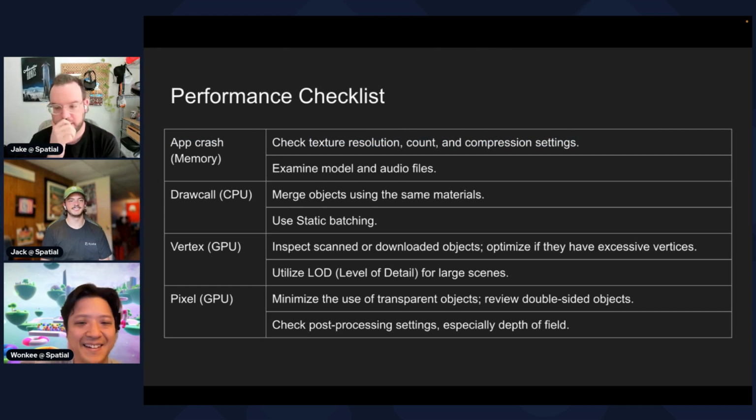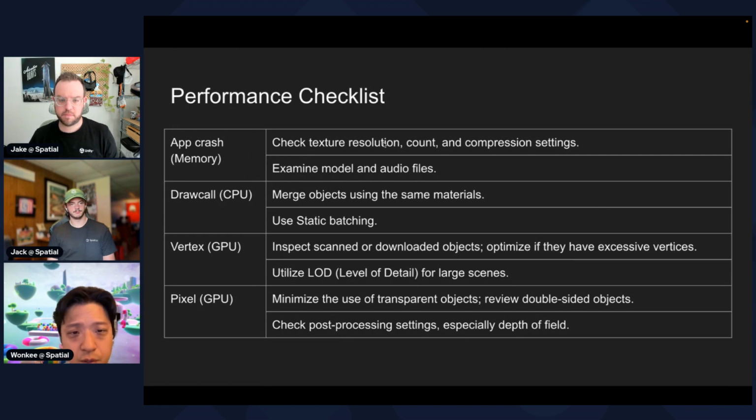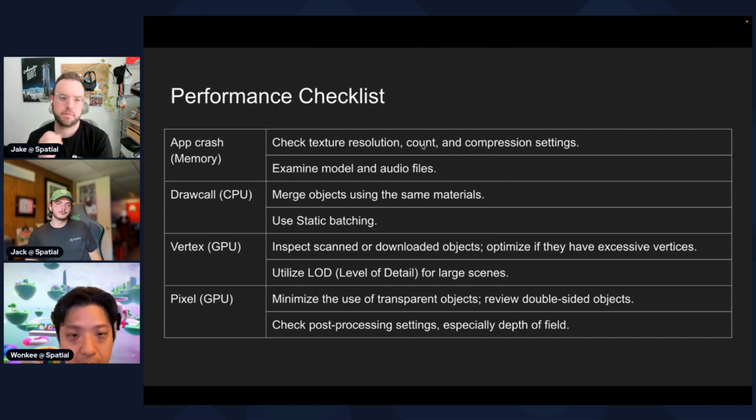Right, and I put some very simple performance checklists. If your room has app crashes on mobile or some Quest devices, usually it's a memory issue, so you will need to check your assets. I think it should be okay with the utility because it prevents that, but if it still happens, then it's worth checking your assets, such as any large texture files or large audio files.